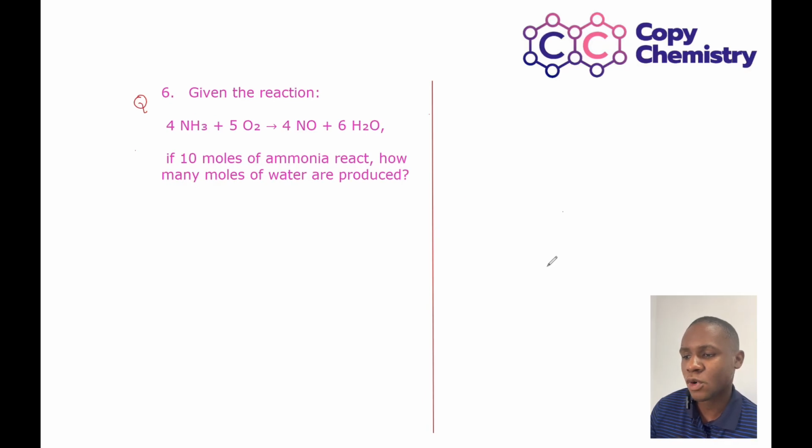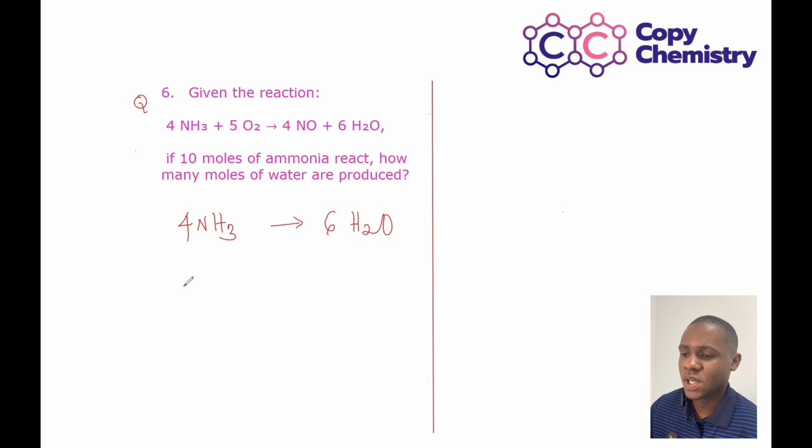Given the reaction 4 moles of ammonia plus 5 moles of O2 to give 4 moles of NO plus 6 moles of H2O, we're to find how many moles of water will be produced if 10 moles of ammonia react. Very simple. So here's how we go about it. We're comparing ammonia and water, and we can see here that 4 moles of ammonia produces 6 moles of water. That we can see from the equation of reaction.